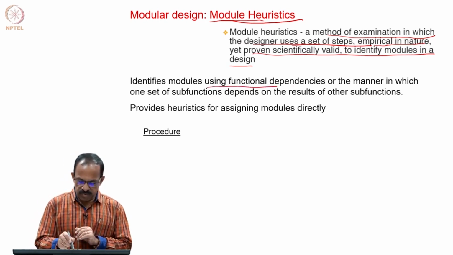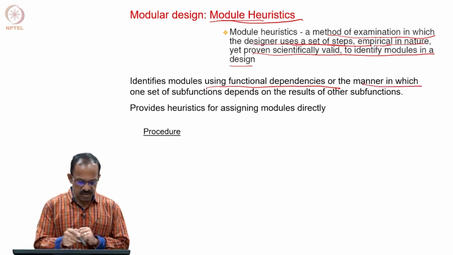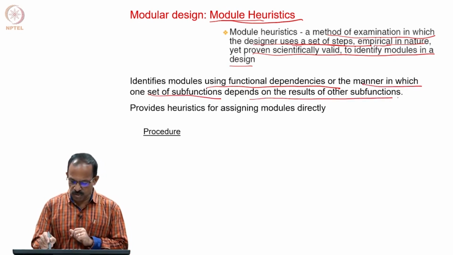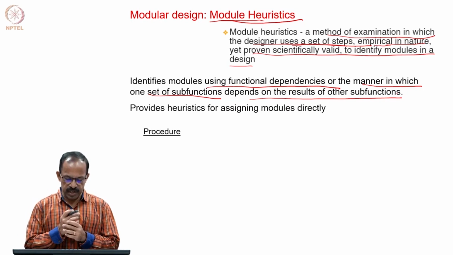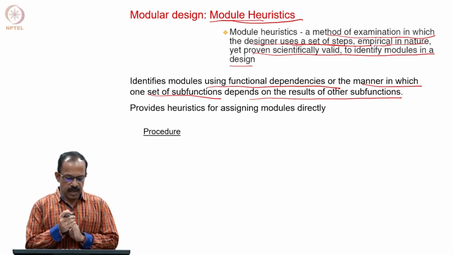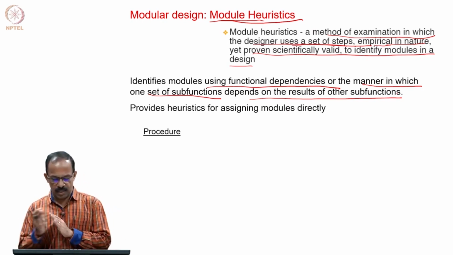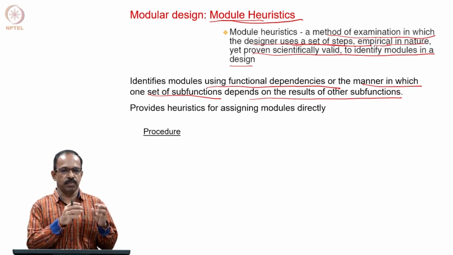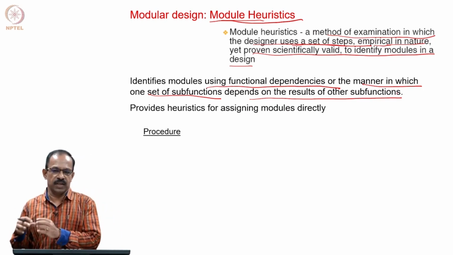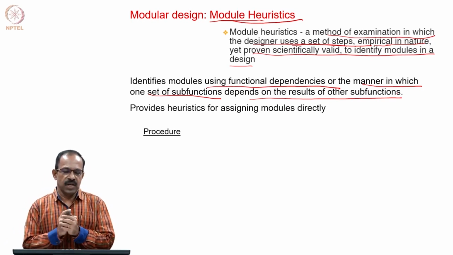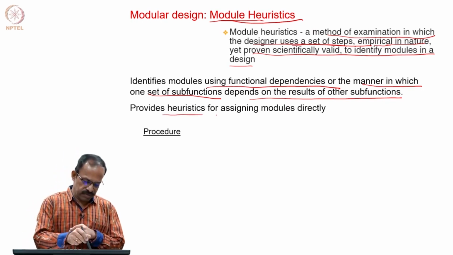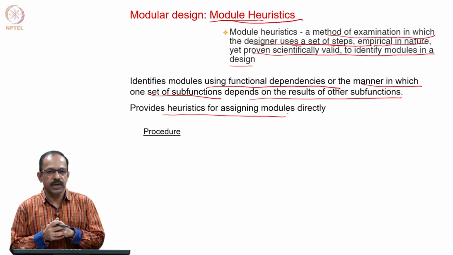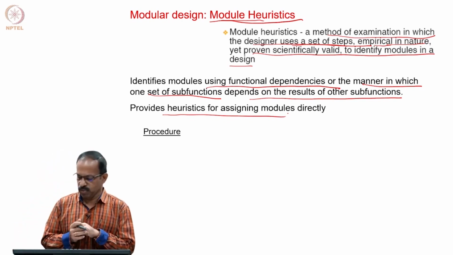Identify modules using functional dependencies, or the manner in which one set of subfunctions depends on the results of other subfunctions. Okay. So, we look at the functional decomposition again, and then try to identify what kind of functional dependencies exist between different elements and how a set of subfunctions depends on the results of other subfunctions. Okay. How the results from a particular group of subfunctions go to another set of functions and how they depend on each other. So, these are the things that we look at in the heuristics method, and based on this we identify the main heuristics to be used for identifying the modules.